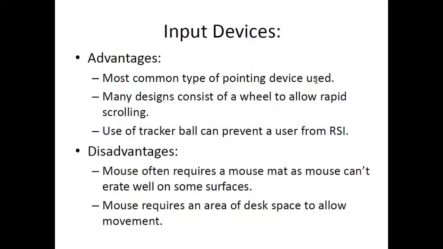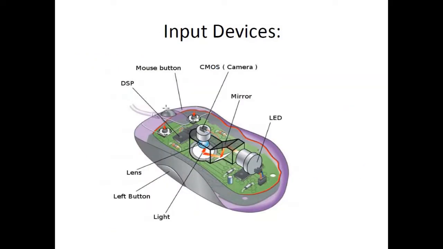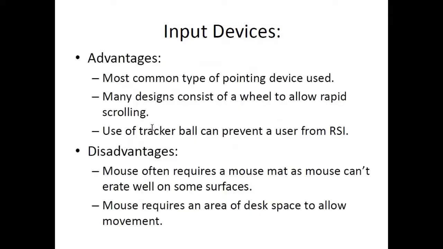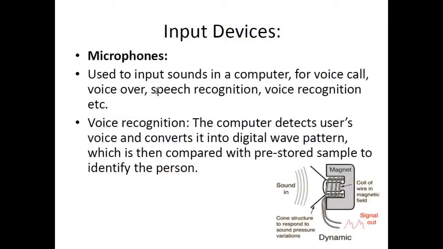Advantages: it is the most common type of pointing device. Many designs consist of a wheel to allow rapid scrolling. As you might see over here, this is very useful in scrolling. Use of a trackball can prevent a user from RSI. Disadvantages: it often requires a mouse mat, as a mouse can't operate well on some surfaces. A mouse requires an area of desk space to allow movement. However, this is not a problem in a touchpad.